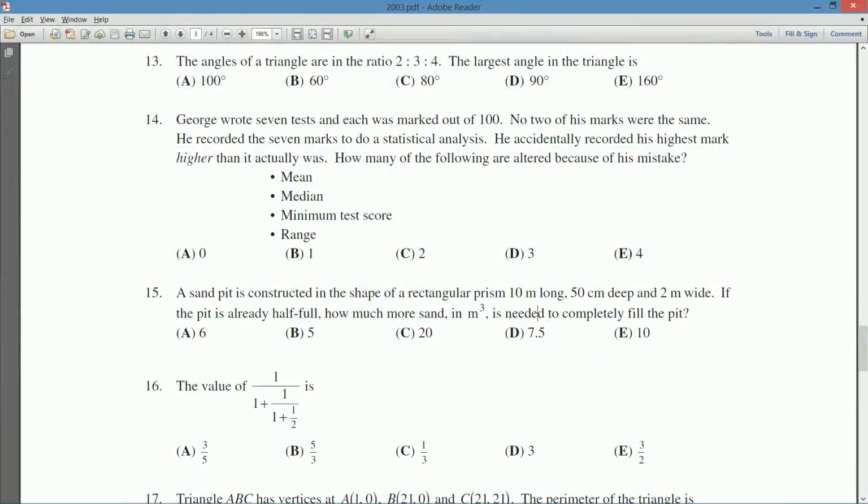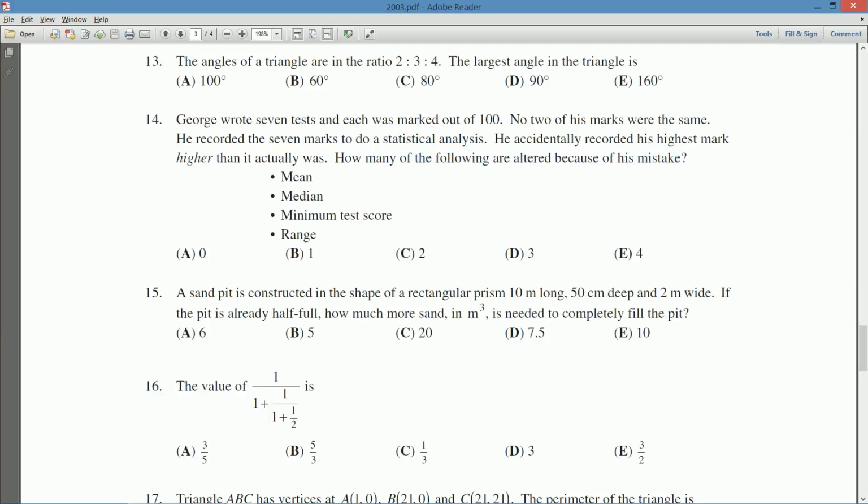Question number 14. George wrote 7 tests, and each was marked out of 100. No two of his marks were the same. He recorded the 7 marks to do a statistical analysis, very clever. He accidentally recorded his highest mark higher than it actually was. How many of the following are altered by his mistake?